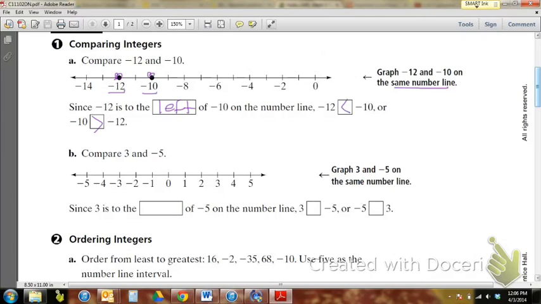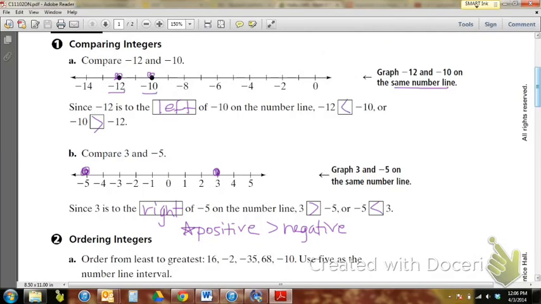So now let's try 3 and negative 5. Here's a positive 3, and here's negative 5. Since 3 is to the right of negative 5, 3 must be greater than negative 5, or negative 5 must be less than 3. And again, a positive is always greater than a negative. So you don't really have to graph those on a number line. A positive number is always going to be bigger. But if they're both positive or both negative, it might help you to draw it out.